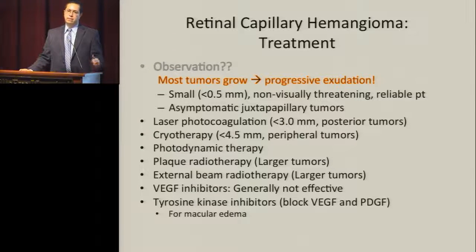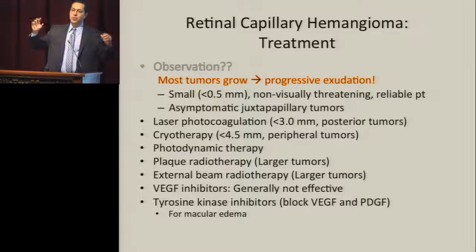When you treat this, let's say with photodynamic therapy, when you hit it with photodynamic therapy, initially the tumor starts to leak even more because you're damaging the vessels in the tumor. They become more leaky. You can have a sudden increase in the fluid. To counteract that, you can actually pre-treat the patient with anti-VEGF or even steroid.